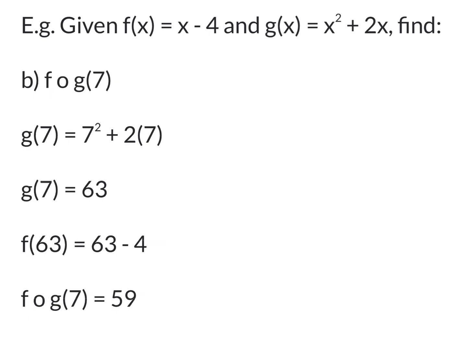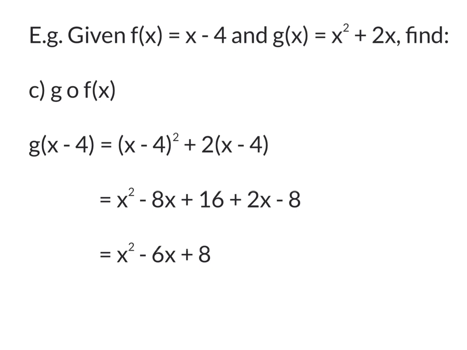If we turn it around and make it f of g of 7, we take the 7 first and sub into the g first. So g of 7 is 7 squared plus 2 lots of 7, that's 63. Now sub that into the f function. So we get 63 minus 4 is 59.